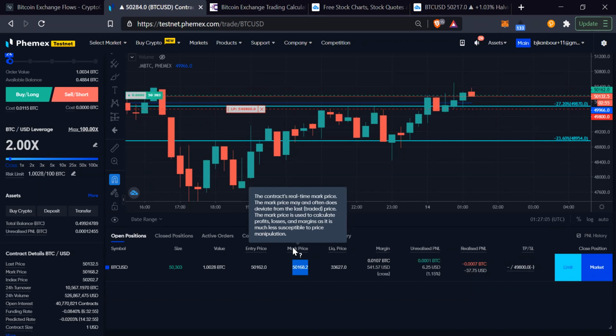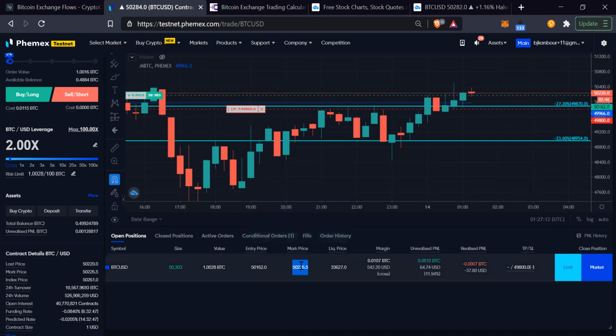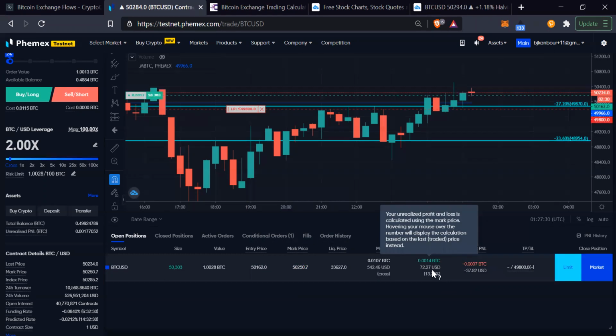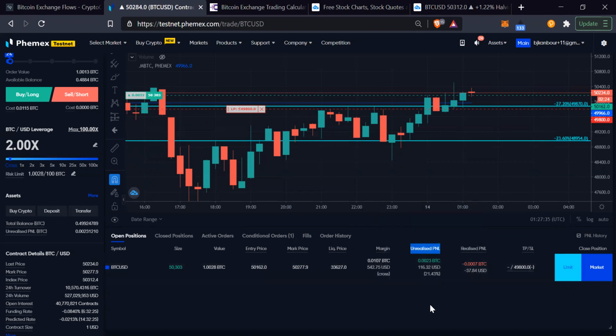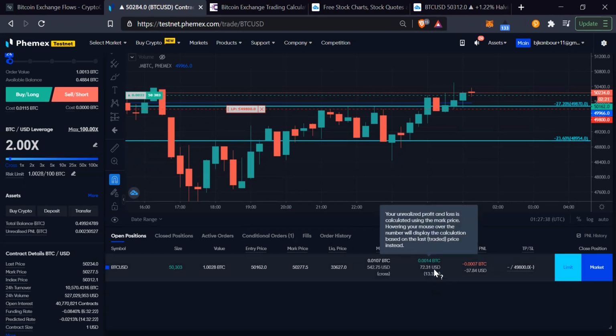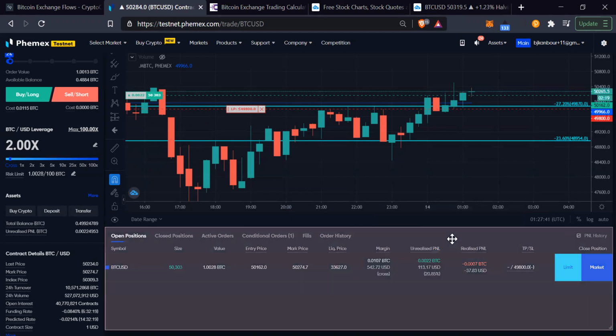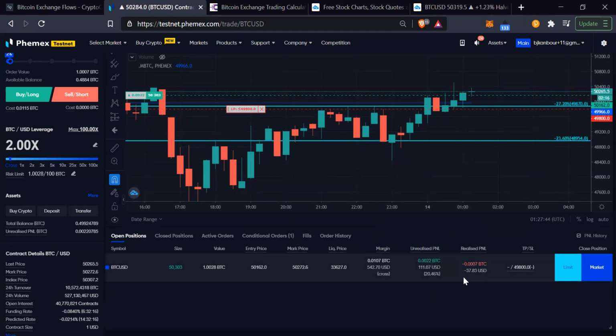This is the contract's real-time mark price. The mark price may and often does deviate from the last traded price. The mark price is used to calculate profits, losses, and margin, as it's much less susceptible to price manipulation. So here, if you see this unrealized P&L tab, you'll see that it's 76 US dollars in profit. If I hover over, it's going to change. What it shows there is the profit and loss based on the mark price, and hovering over is going to be the profit and loss based on the last price. So if I do close the position right now, it's going to be using the price after you hovered over, okay?